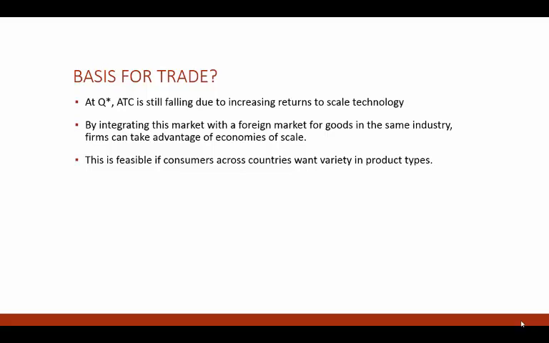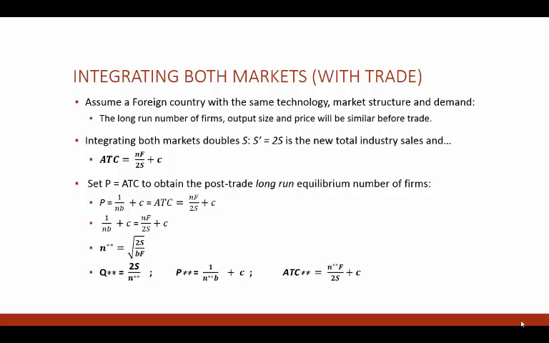Now let's walk through the analytics. Let us first assume that our previous illustration on output determination was true for, say, the home country. Now, if I bring in foreign's own market into the picture, given the same assumptions on technology, demand and market structure, then the outcome in terms of number of firms, output size and pricing is analogous to that of home's. Trade here is to be seen in integrating both home and foreign markets. This means the total industry sales doubles to 2S.